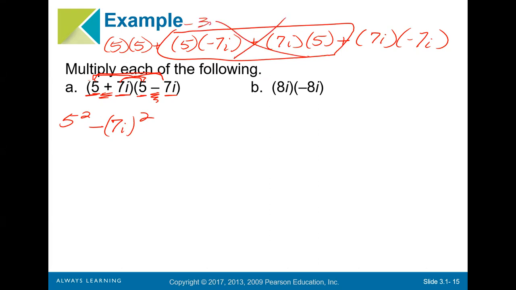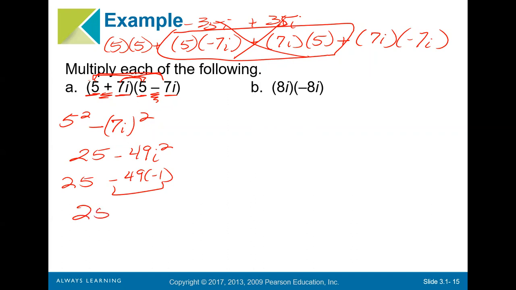Because now I have negative 35i plus 35i. It went to 0. All right, so 5 squared is 25. Bring down the minus. 7 squared is 49. I squared is negative 1. Negative times negative is positive, so I got 25 plus 49. So now I got 5 plus 9 is 14. Carry the 1, 6, 74.